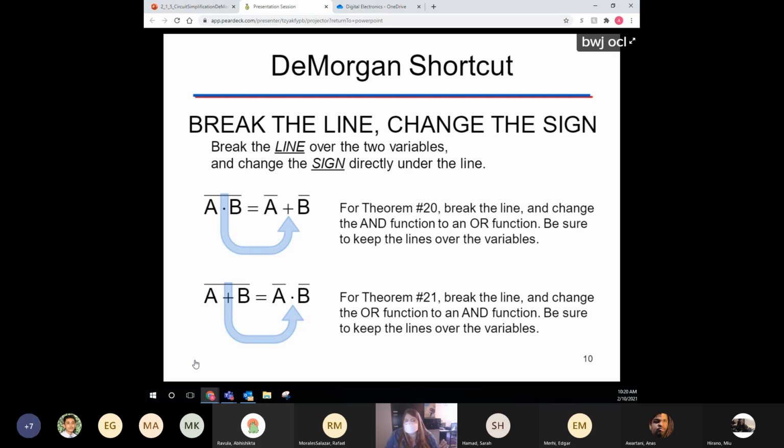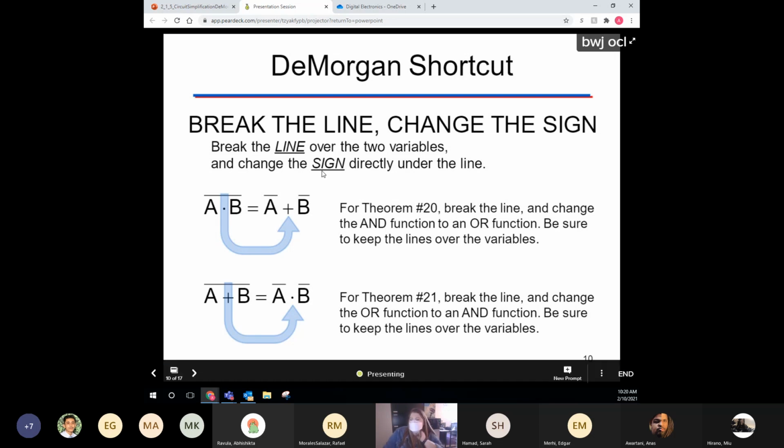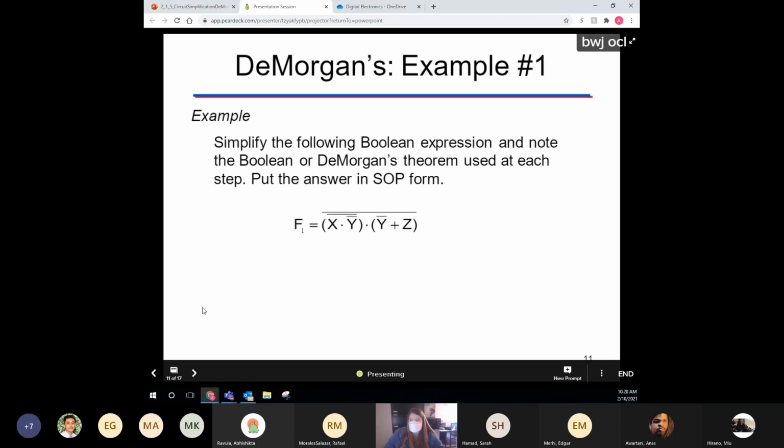The second one is just the opposite. Break the line, change the sign from addition to multiplication. The reason we want to break these up is because if we have not A and not B separate, the chances are it's going to be easier to simplify further with different Boolean theorems and laws. So if anything on this slide, I would just write break the line, change the sign. You don't have to write the rest of it. Okay, so let's go over an example.